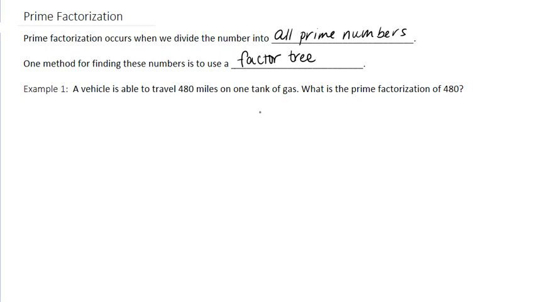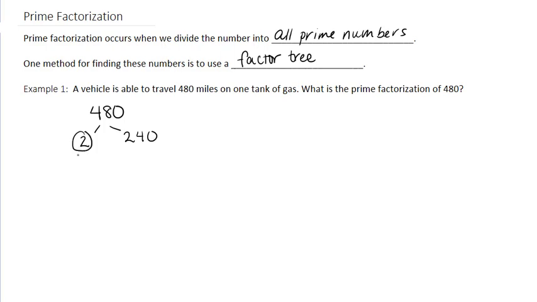A vehicle is able to travel 480 miles on 1 tank of gas. What is the prime factorization of 480? To do this problem, we would have our starting number at the top, and we know that 480 is even, so we would divide it by 2 for the first one. So 480 divided by 2 is equal to 240.